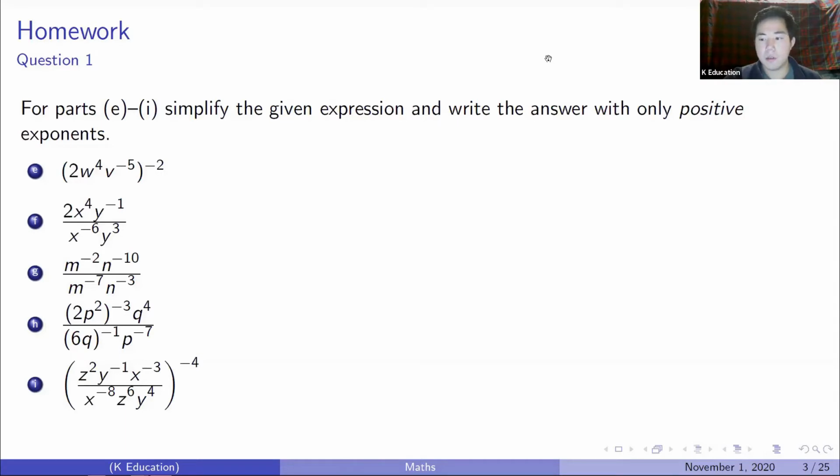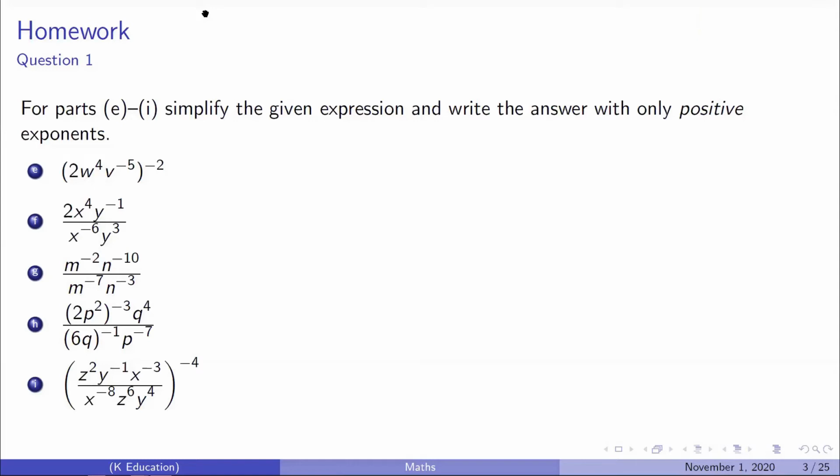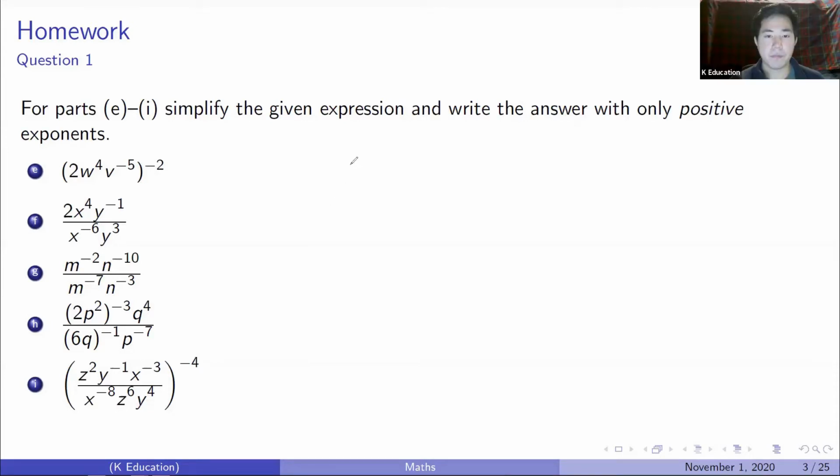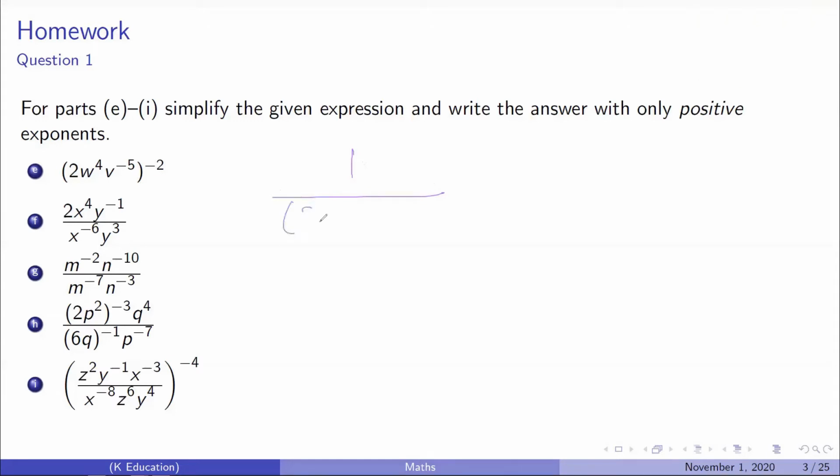So for E, Felicity, can you explain how you did it? For E, I converted, well, as it's negative, the entire bracket's minus 2, right? Yes. Then I got 1 over open bracket 2w to the power of 4, v to the power of minus 5, and then close bracket 2. Yep. Does that make sense?